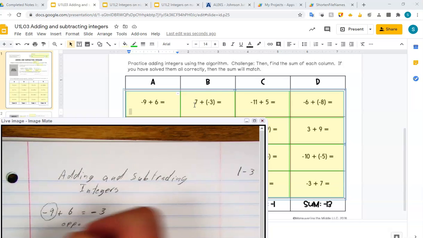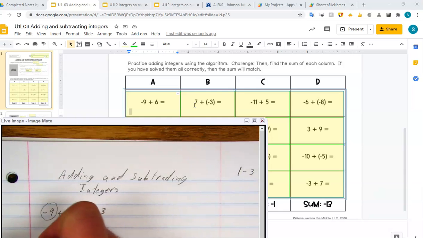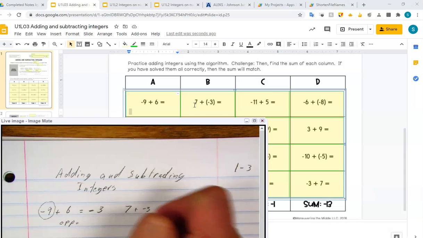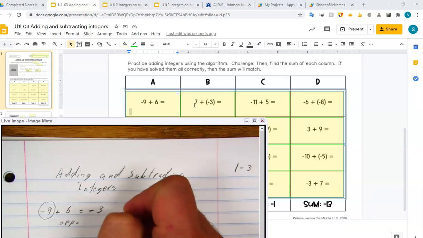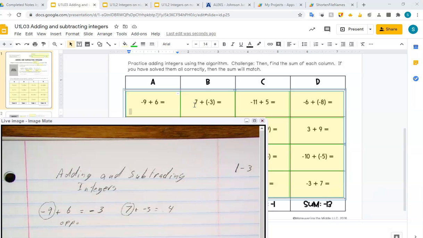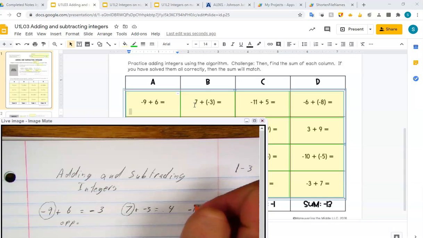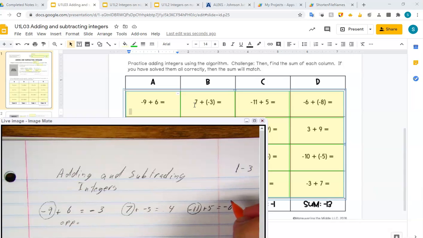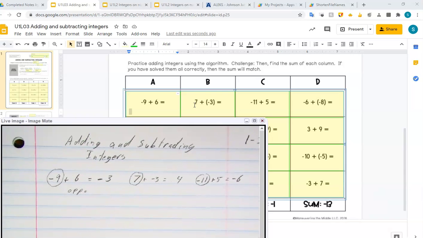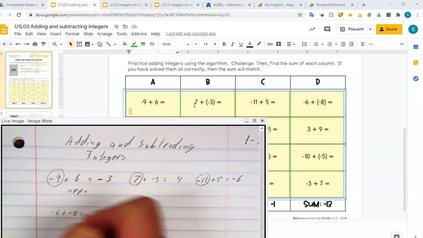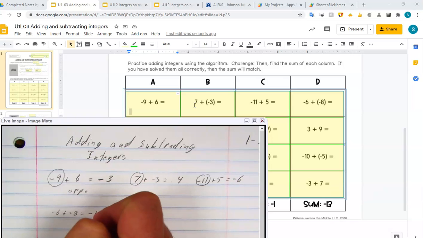Alright, then let's look at B. We've got 7 plus negative 3. Notice they're opposite, so we are going to subtract. And our bigger term is positive, so we get a positive number there. Then we've got negative 11 plus 5. Again, they're opposite, so we're going to subtract. It's 6. We have a negative number, so we're going to have a negative answer. Then for D, we've got negative 6 plus negative 8. The signs are the same, so we just add them up, and we get negative 14.